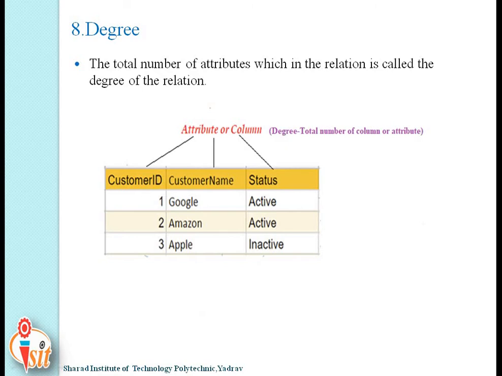In the given table, the attributes are customer ID, customer name, and status. Now what is the definition of degree? Degree is the total number of columns or attributes. Now the question is what is the degree of the given table? As per the definition, the total number of attributes is nothing but the degree. Here there are three attributes: customer ID, customer name, and status. That's why the degree of the given table is equal to 3.